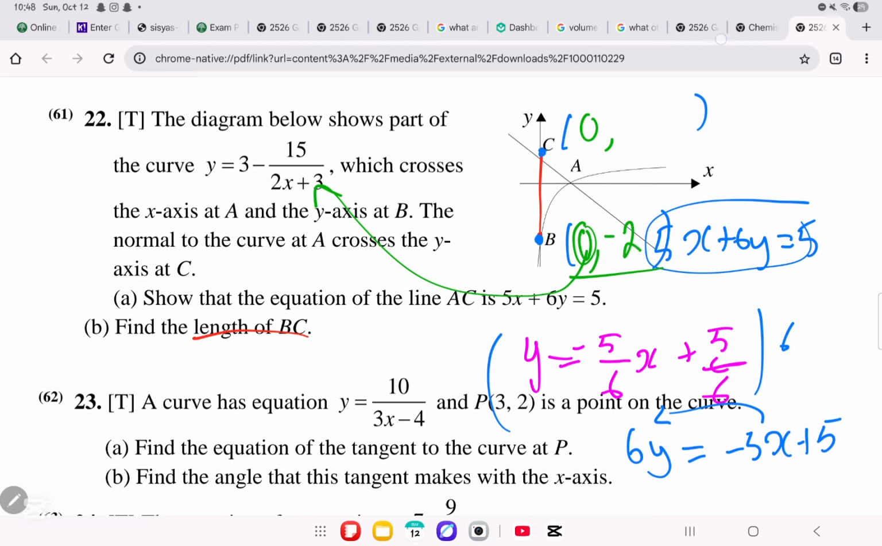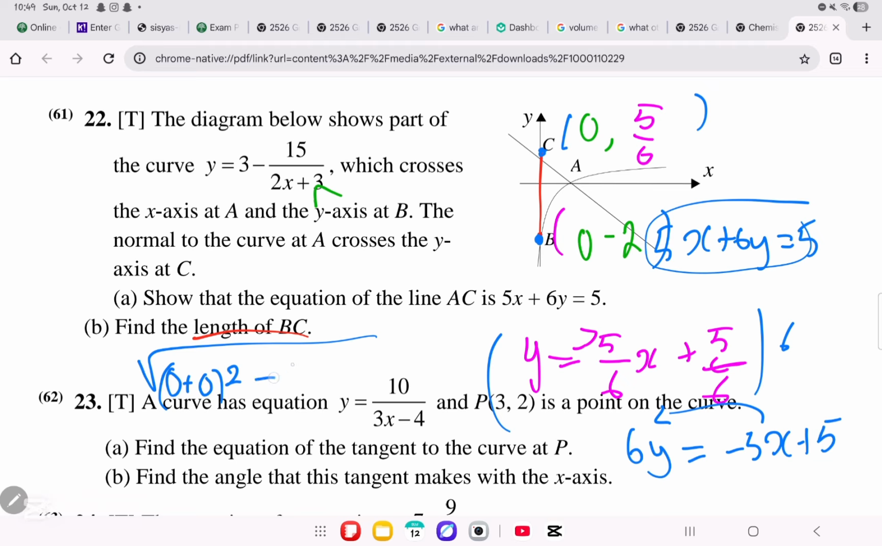Now, how do you find the y of C? We know the equation of its line, right? So we can just substitute it over here directly. So y is going to be minus 5 over 6 times 0 plus 5 over 6. So y is going to be 5 over 6. Okay, now what do we need to do? We need to use the equation for the length or the distance, which is the radical of... no, I switched them up, my bad.